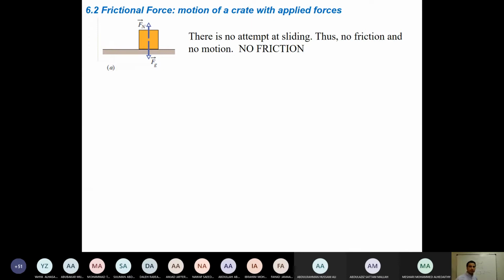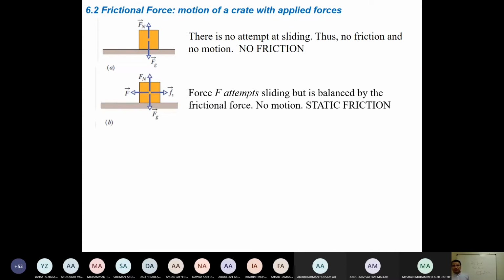Suppose there is a block and the block is sitting on top of a surface, as we are seeing here, and there is no attempt at sliding. You are not applying any force to it, just observing the block sitting on top of a table. If someone asks how much is the friction between the block and the surface, the answer is obviously 0 friction, because you are not applying the force and therefore there is no counter force to your applied force. So the friction force is also 0.